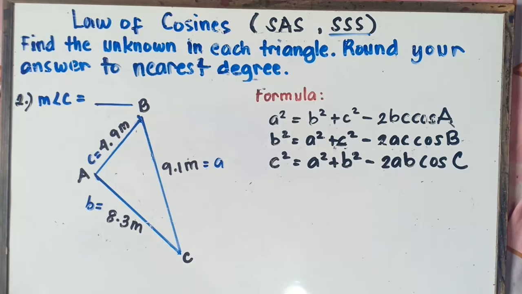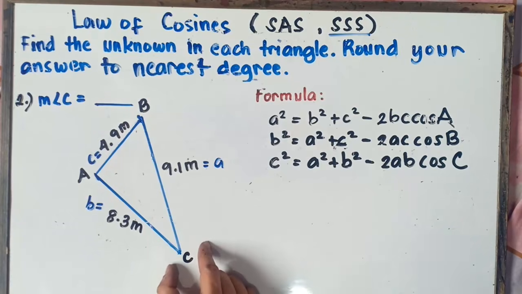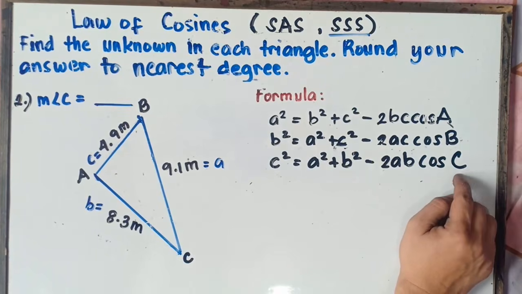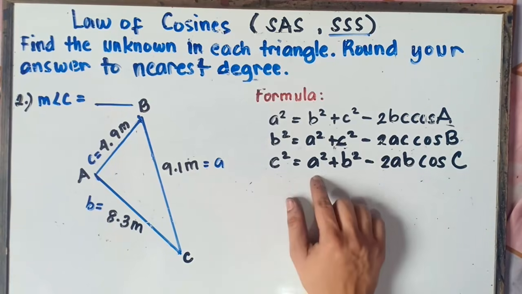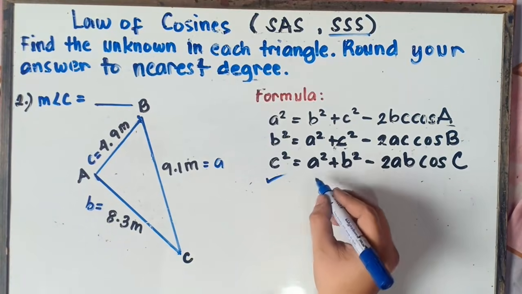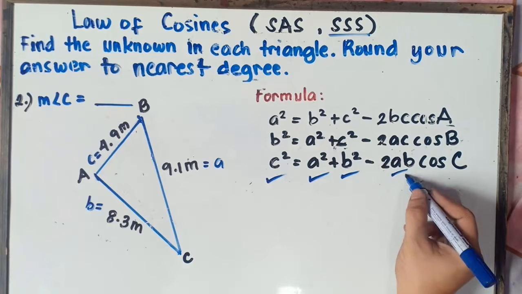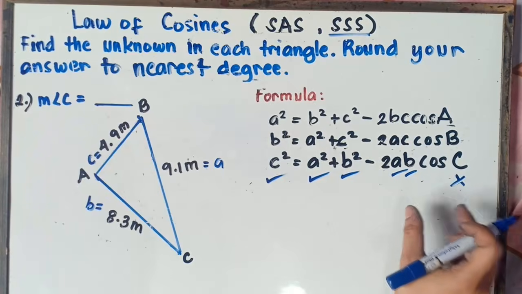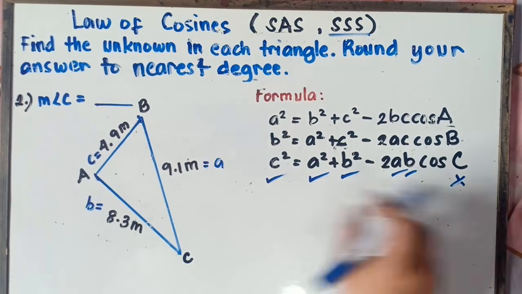We're looking for this angle, angle C. So therefore, we need to use this formula because we have A, we have B, and then we don't have C. We only have one unknown, therefore, we'll be using this formula.